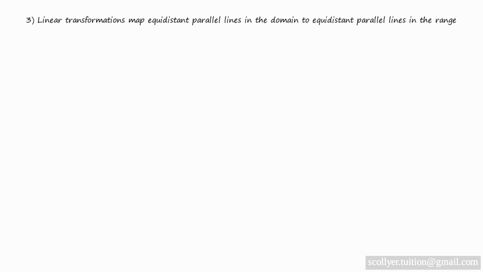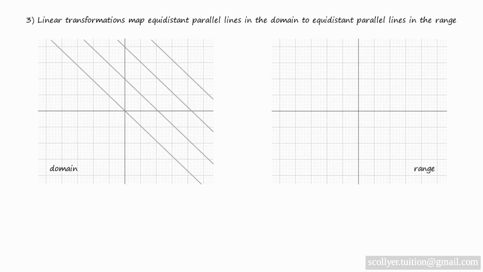Finally, we show that linear transformations map equidistant parallel lines in the domain to equidistant parallel lines in the range. So here we have a picture of the domain and range. In the domain, we have 4 parallel lines, and we are interested in 3 of them, which we will call L1, L2, L3. Since these lines are parallel, they all have the same direction vector d, and since the lines are equally spaced, then they are identified by the vectors p, 2p, and 3p. And so these 3 lines have equations r1 = p + λd, r2 = 2p + λd, r3 = 3p + λd.